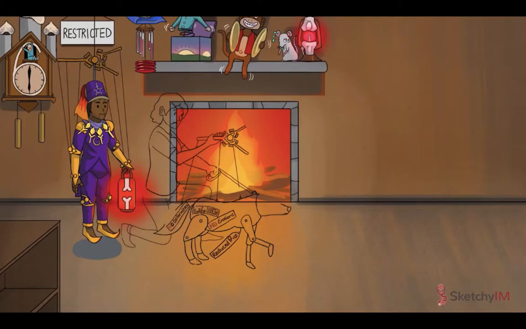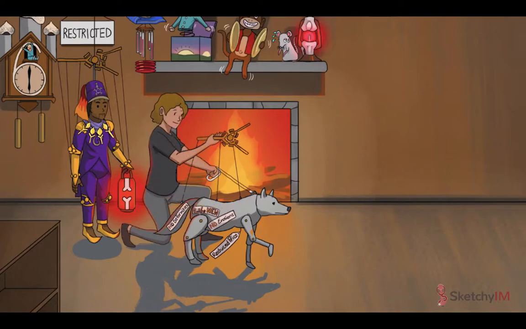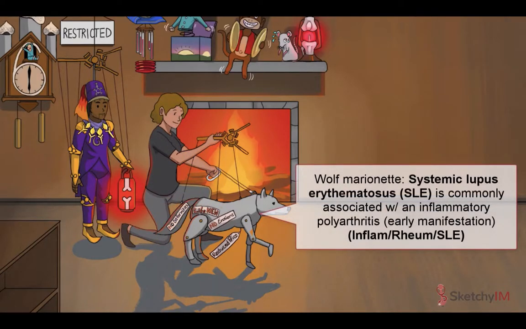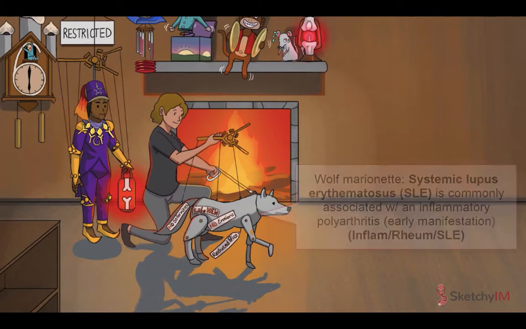The other major systemic autoimmune disease to consider in the setting of polyarthritis is systemic lupus erythematosus, which we'll abbreviate SLE. Not only do arthritis and arthralgias occur in the vast majority of patients with SLE, these symptoms are some of the earliest manifestations of the disease. Here are some clues that you're dealing with SLE rather than RA.